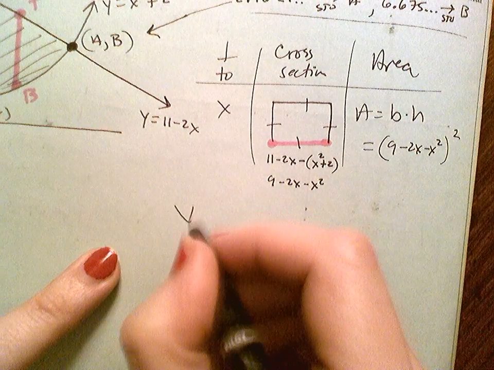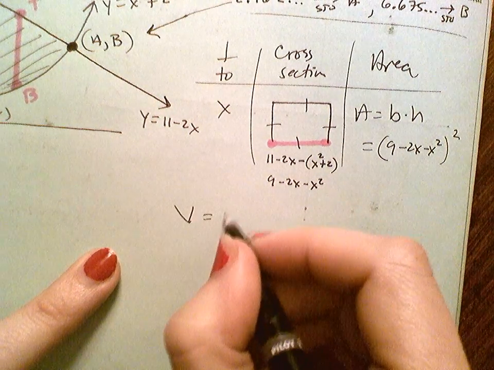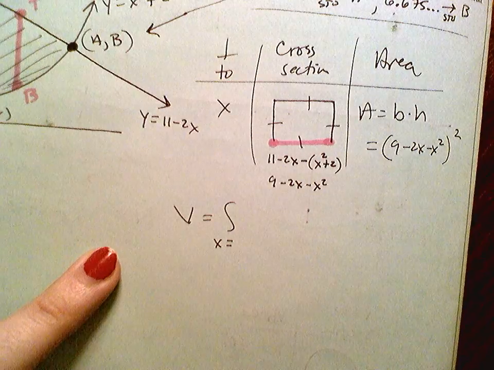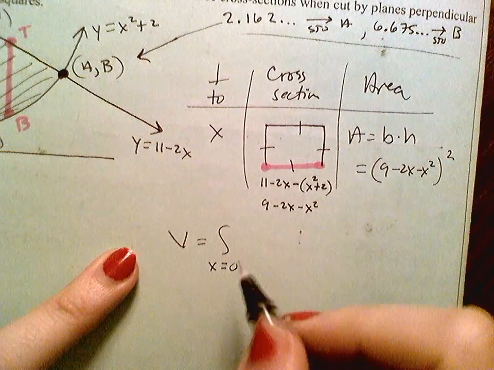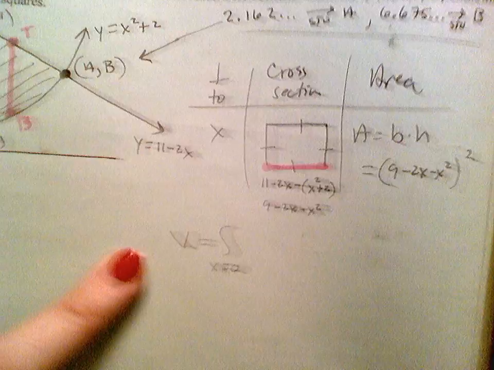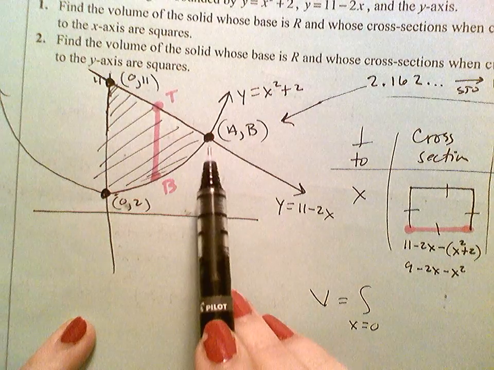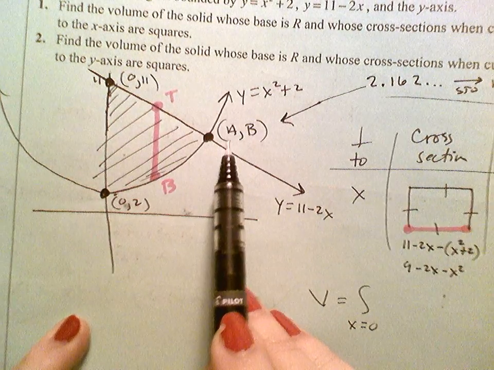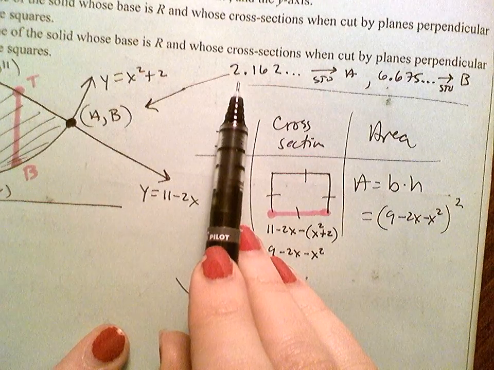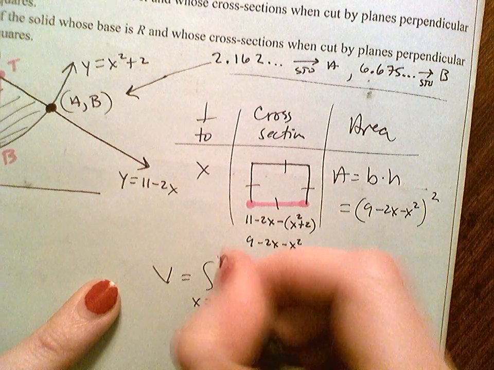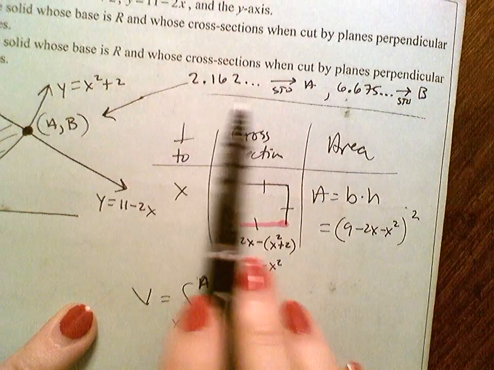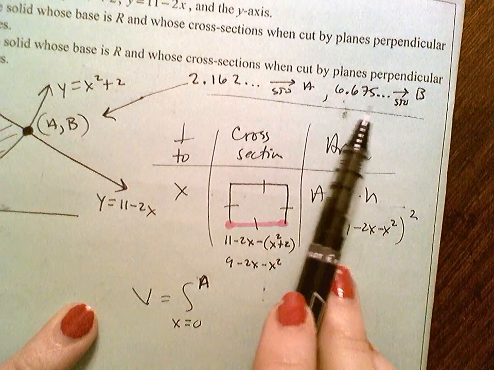So the volume is going to be the integral from x equals the lowest x value, which is 0, and then the highest x value is that coordinate right there, A, which is about 2.162. And just have this written somewhere for your reader. This has got to be very clear how you did this.